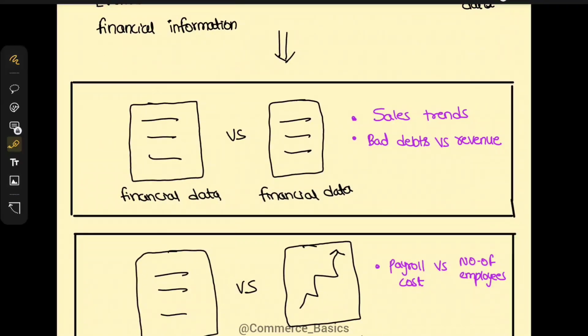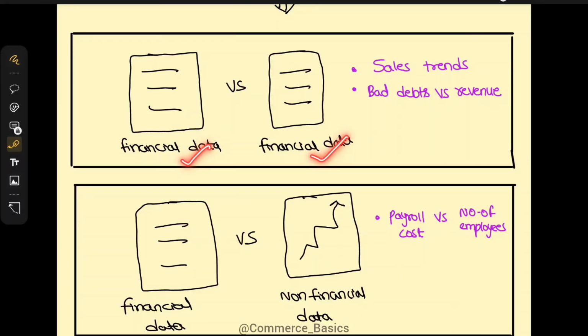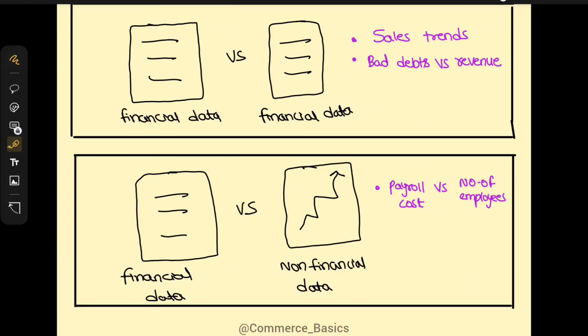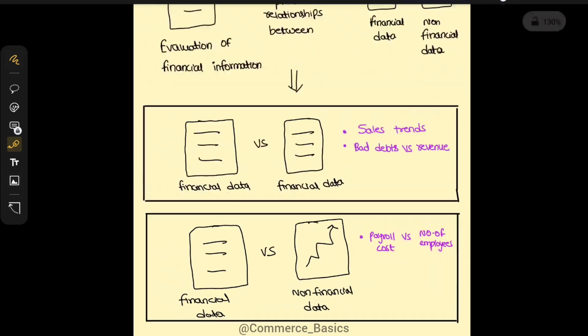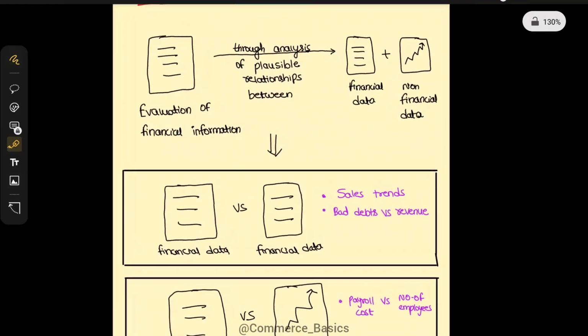Any kind of comparison between financial and financial data is an analytical procedure, or financial data versus non-financial data is an analytical procedure. For financial versus financial data, we used to see sales trends, whether they are increasing or decreasing, or how much the bad debts are versus the revenue, like what percentage of revenue is bad debts. This is a financial to financial comparison. When you are doing financial to non-financial comparison, for example, how much payroll cost is happening and how many employees there are. Payroll cost is increasing every year but the number of employees is decreasing, so there are some question marks in this. So this is an analytical procedure in simple terminology.